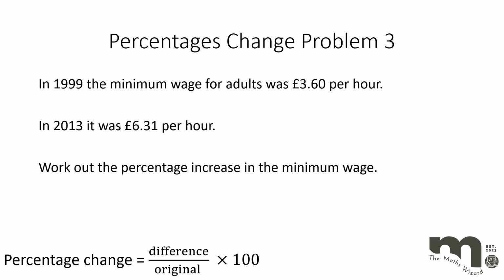Okay, and final example then. I think this was on a past paper question actually. So it says in 1999 the minimum wage was £3.60 per hour, and this is very true actually. And by 2013 it had gone up to £6.31 per hour. So I would like you to work out that increase as a percentage. So pause your video and have a go.